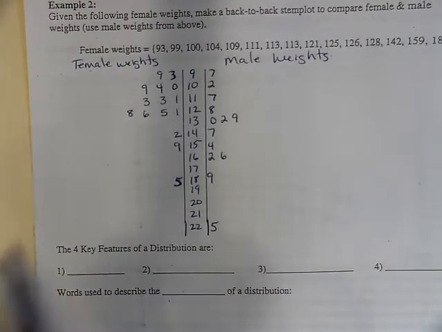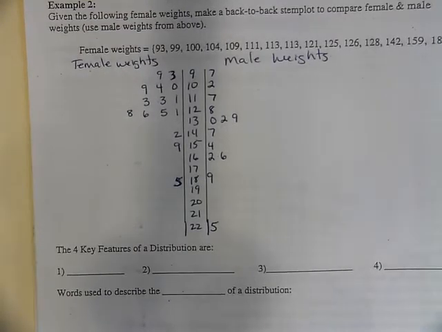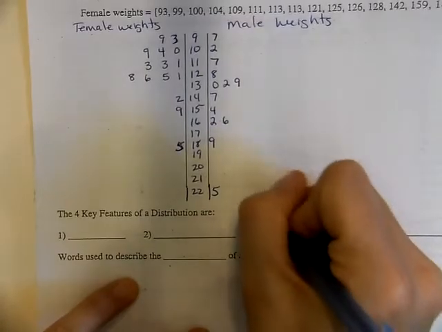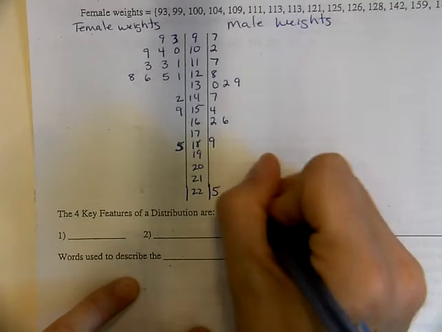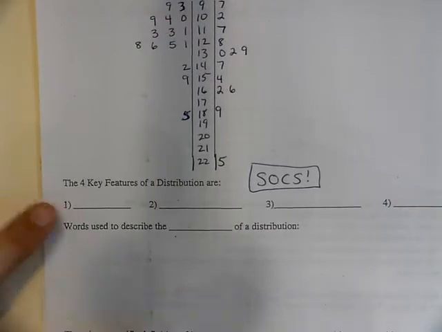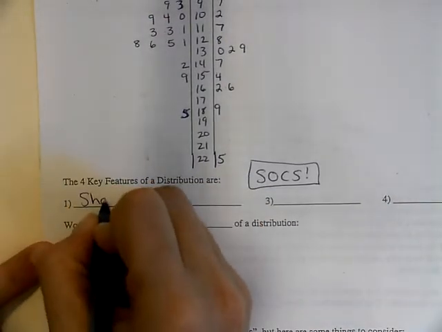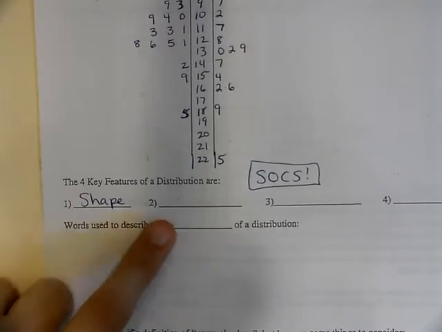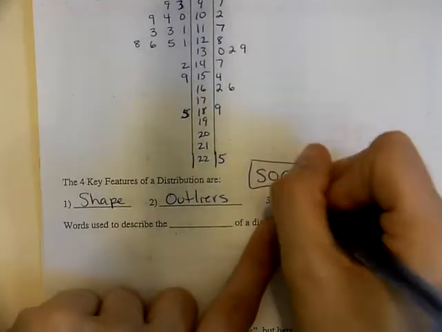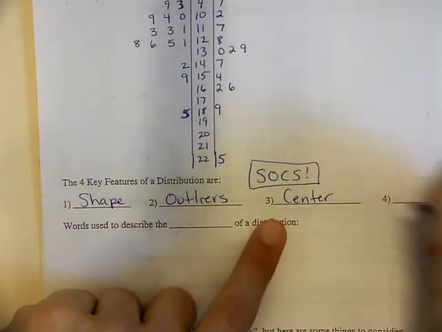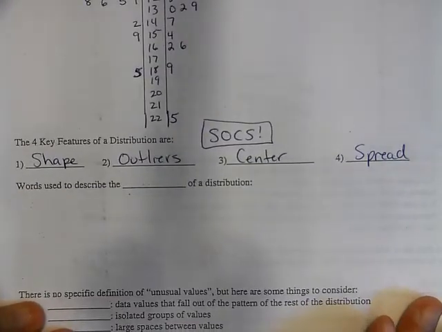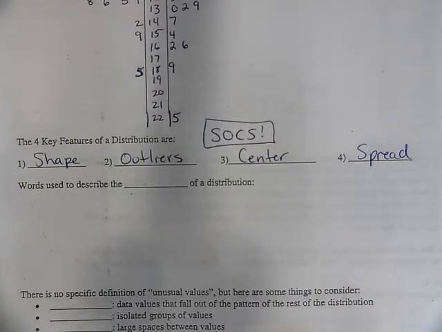So usually when we have a distribution like this, there are 4 key things that we need to look at for a distribution. And the way to remember them is SOCS. So you're going to hear me just say SOCS. Don't forget to do SOCS. Each one stands for something you need to compare. The first one is the shape, and we'll talk about that in a second. Number 2 are outliers. The C here is for center, and the last one's for spread. So those are the 4 key things that you need to look at when you're comparing distributions.